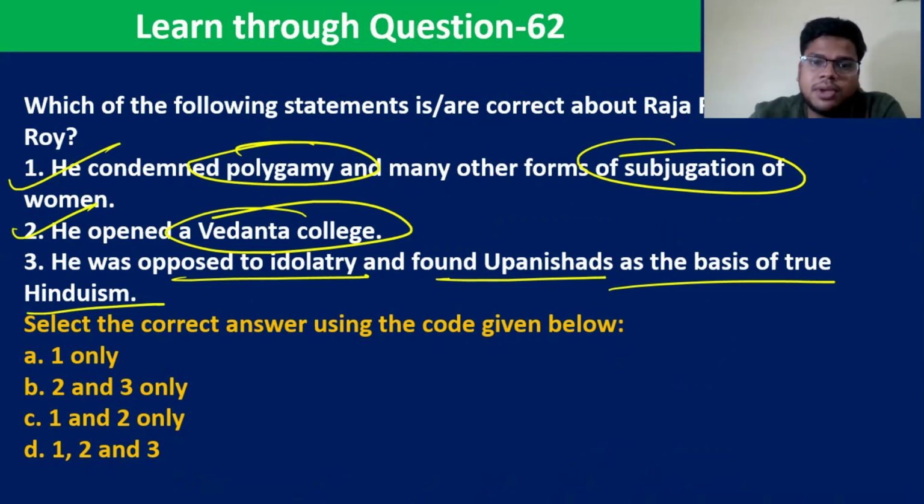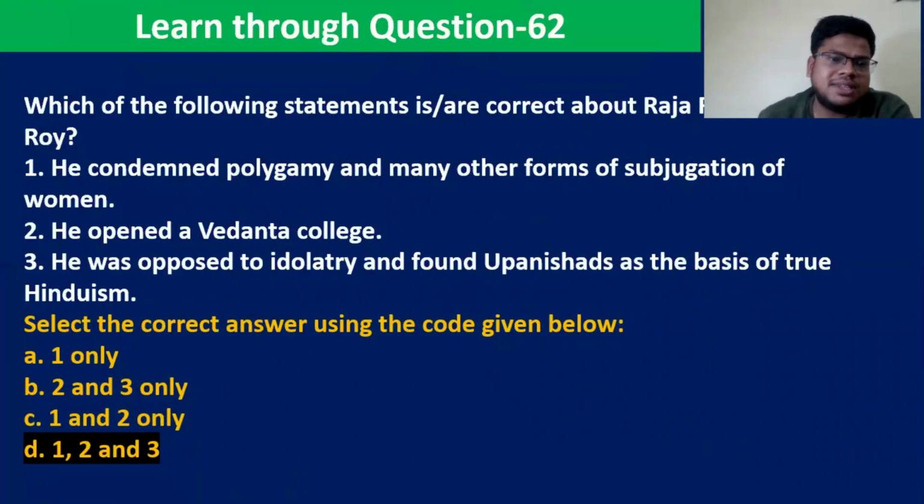He condemned polygamy and many other forms of subjugation of the women. He opened a Vedanta college. He was opposed to idolatry and found Upanishads as the basis of the true Hinduism. Select the correct answer using the following code. Yes, so all the three statements basically are correct.